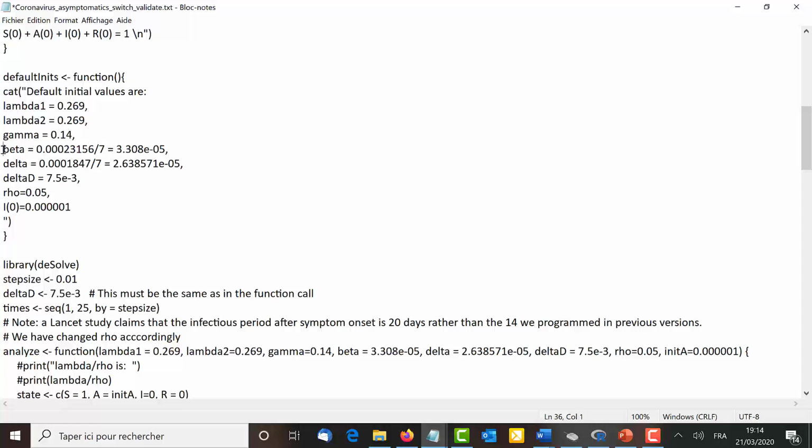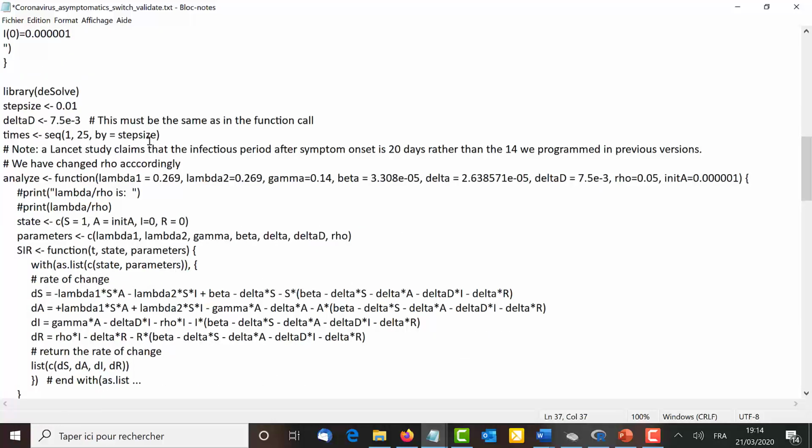The beta and delta I left from our previous models. The lambda 1 and lambda 2 I selected in this validation program. This program I used in the following way. There was a Lancet study that says that the infectious period after symptom onset is 20 days. So that's 1 over 20, or 0.05, would be a rho value. So I changed that rho value there, and I had to have a delta D value.